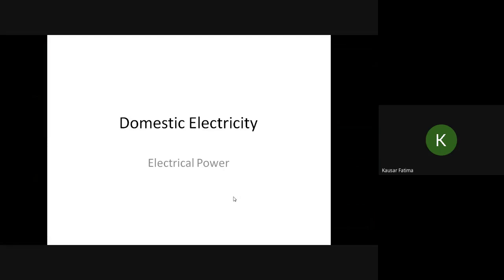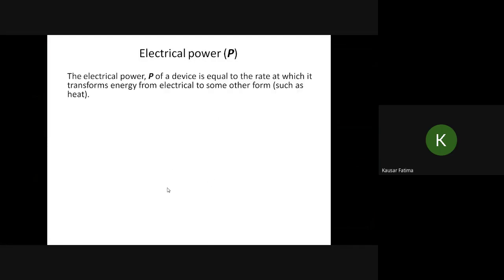So the rate at which energy is transferred from one form to another form is called electric power. So electric power is defined as what? It is equal to rate at which it transforms energy from electrical to some other form such as heat. Okay, it may be light, it may be sound also when we talk about speaker, that converts into sound energy also. So electrical power, energy transferred divided by time, same formula.